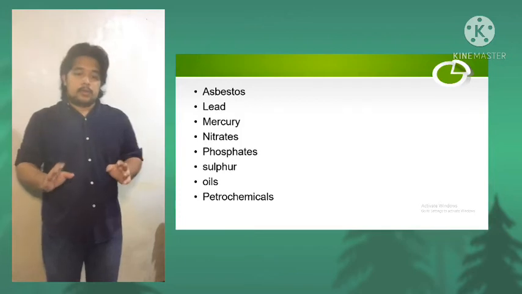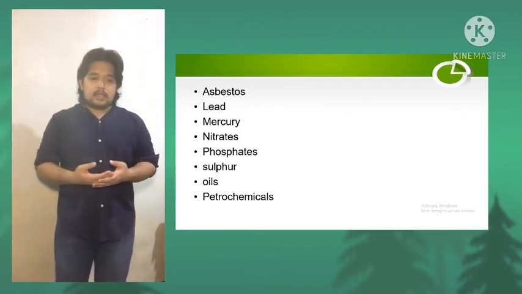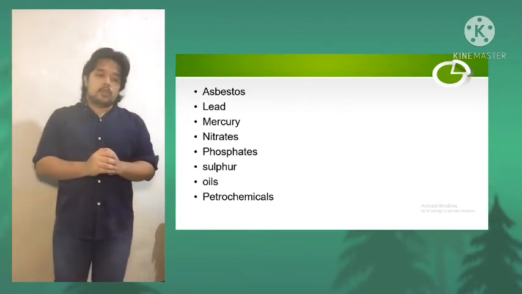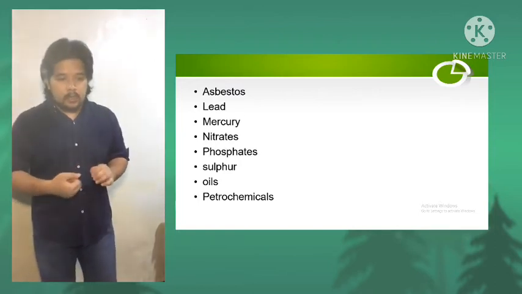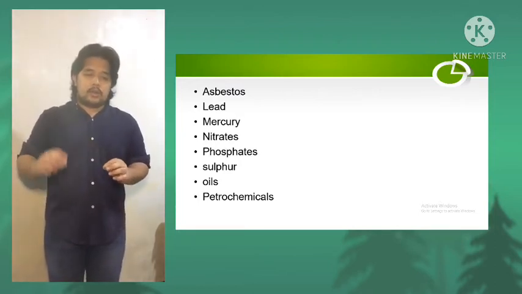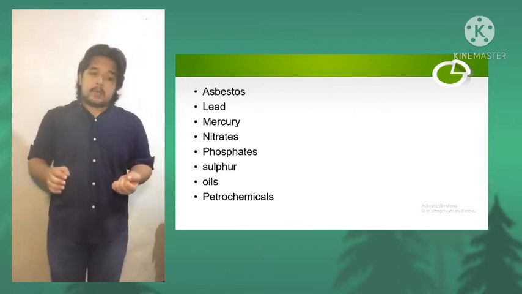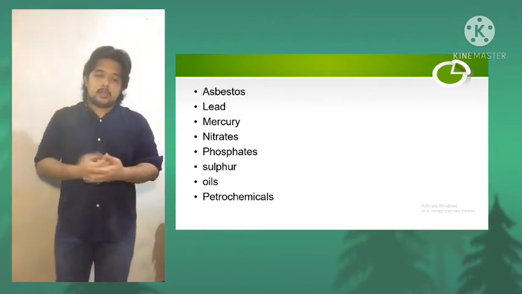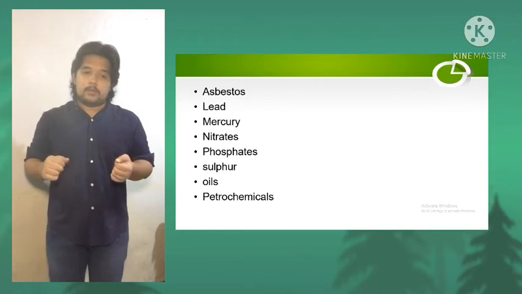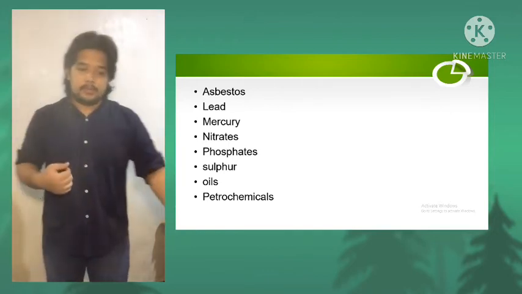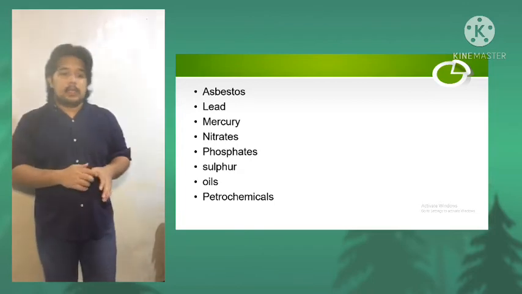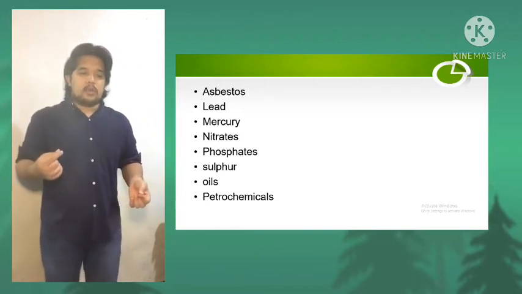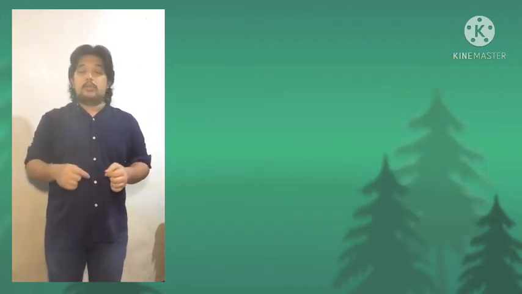Next is sulfur. This is a non-metallic substance that is harmful for marine life. Next is oil. Oil does not dissolve in water. Instead, it forms a thick layer on the water surface. This can stop marine plants receiving enough light for photosynthesis. It is also harmful for fish and marine birds. Lastly is petrochemicals. These are formed from gas or petrol and can be toxic to marine life.